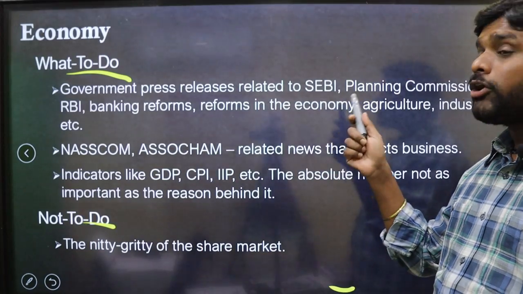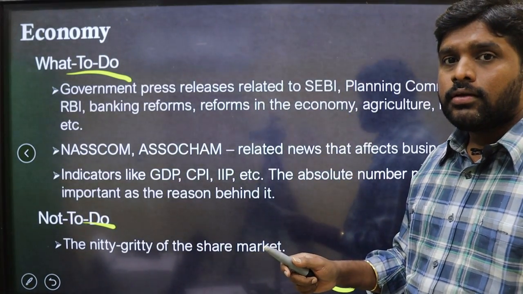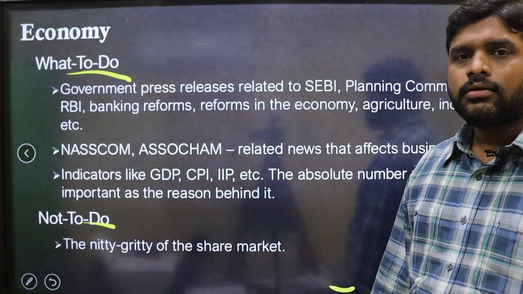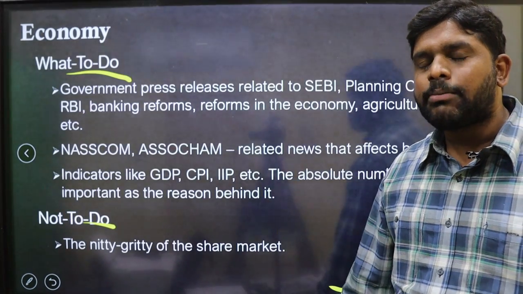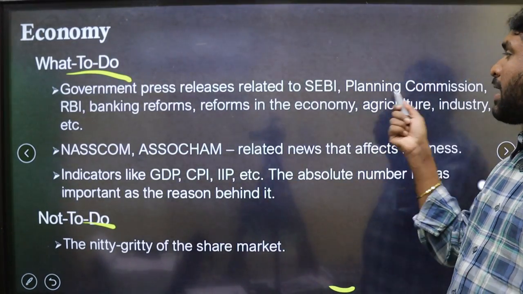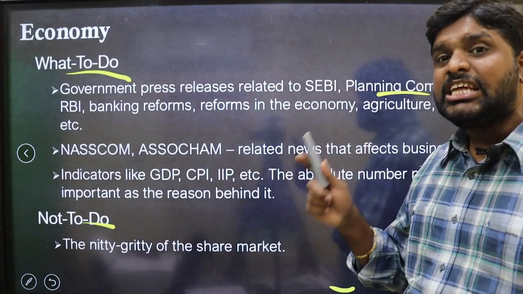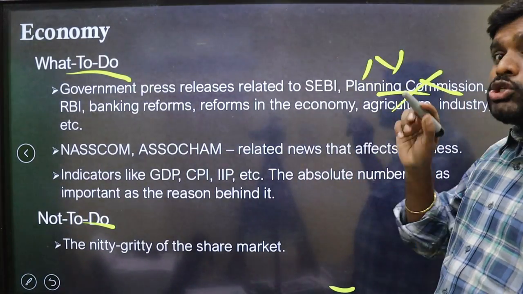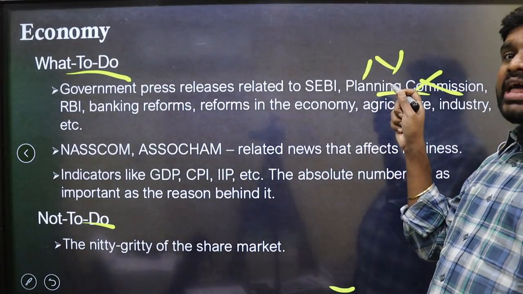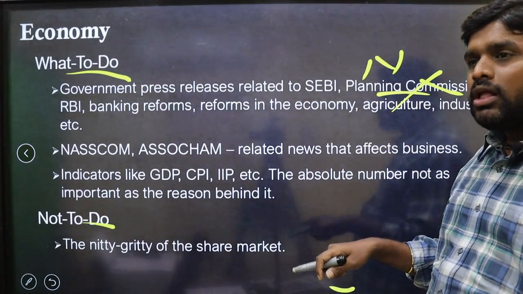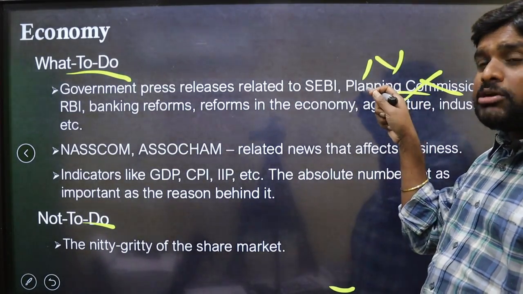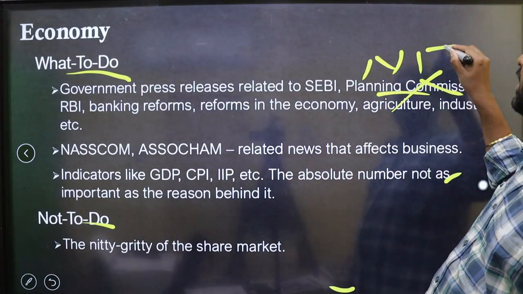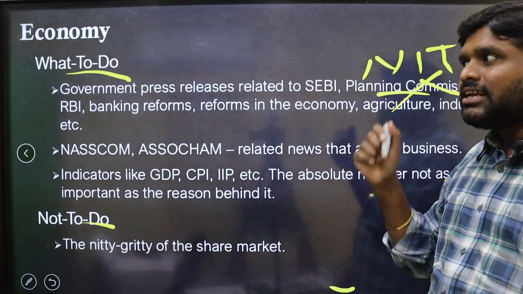Government press releases related to SEBI, venture capital, SEBI new information which is coming out, Planning Commission, now it is Niti Aayog. So Planning Commission came to an end. Niti Aayog. So what is the difference between the programs of Planning Commission and the programs of Niti Aayog? Whether the same problem, how Planning Commission dealt with it, how Niti Aayog dealt with it, that is the reason.